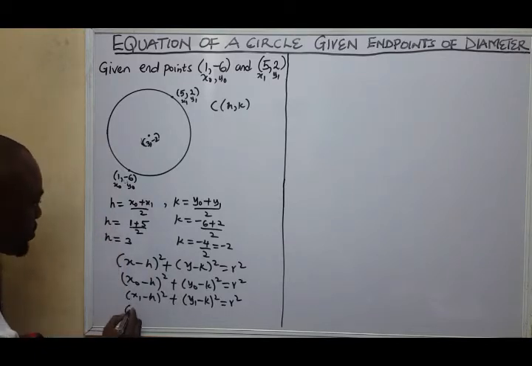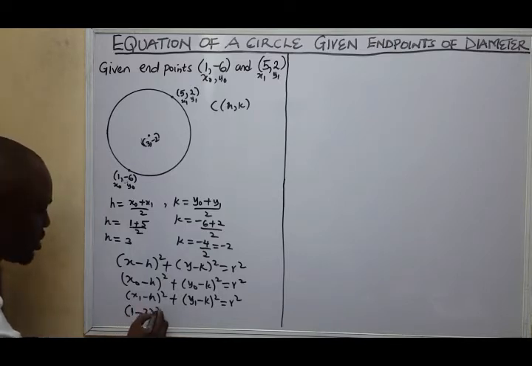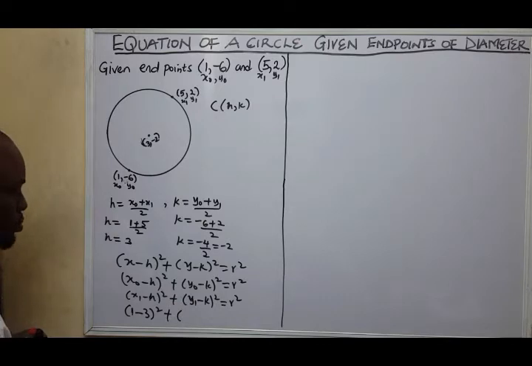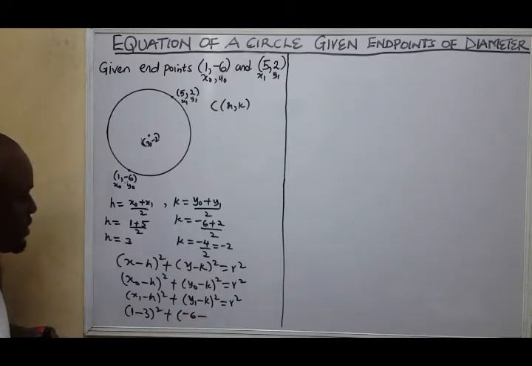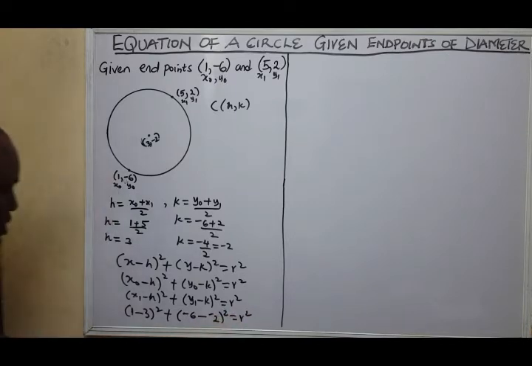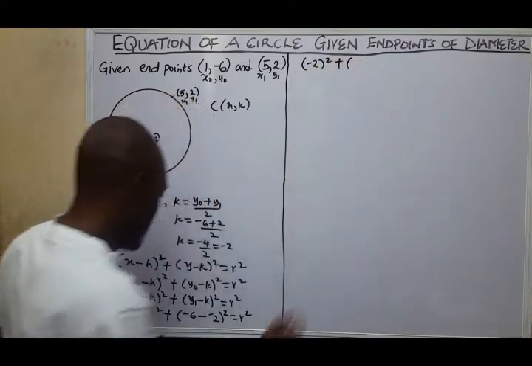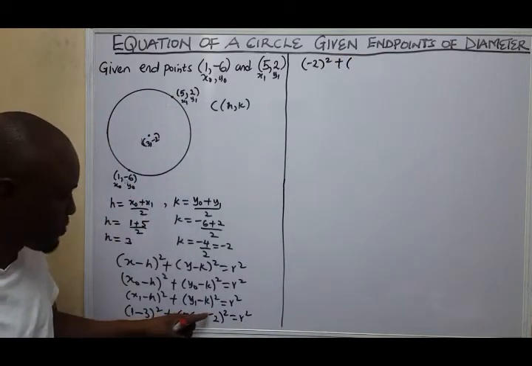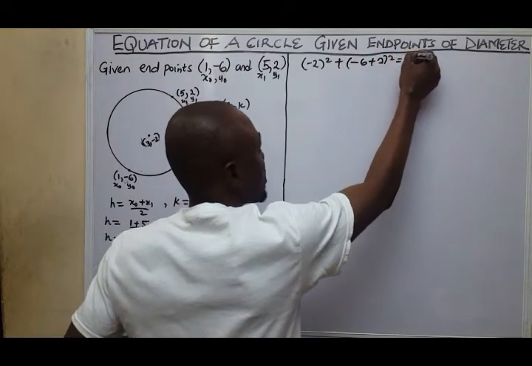So using x sub 0, I have 1 minus h, where h is 3, all squared, plus y sub 0, which is negative 6, minus the center's k, which is negative 2, all squared, equals r squared. So 1 minus 3 will give me negative 2 all squared, plus negative 6, minus negative 2 is plus 2, so I have negative 6 plus 2 all squared equals r squared.